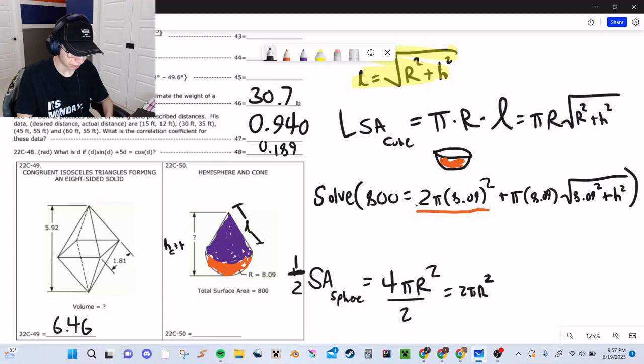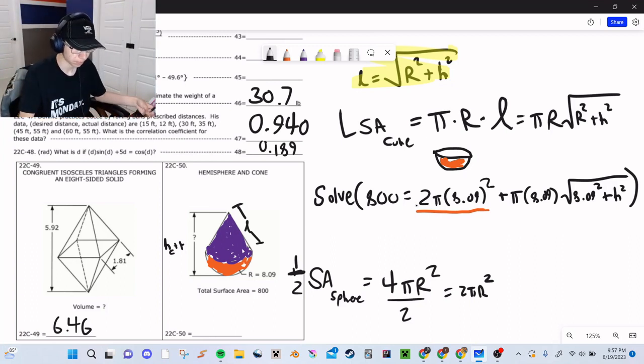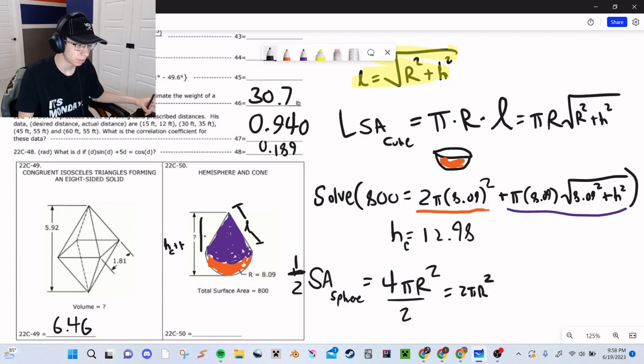So pi times radius times the square root of 8.09 squared plus h squared. So I'll write this all in my solver, and then solve for x, and I get about 12.98. So h equals 12.98. But keep in mind that's not our answer. This height is the height of our cone. This whole length that the question wants is the height of the cone plus our radius. So let's just add them up. 8.09, we get 21.1.